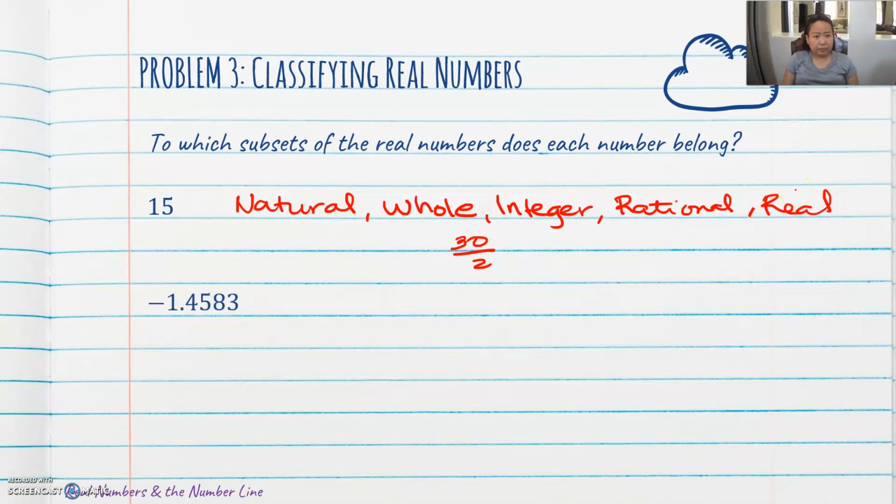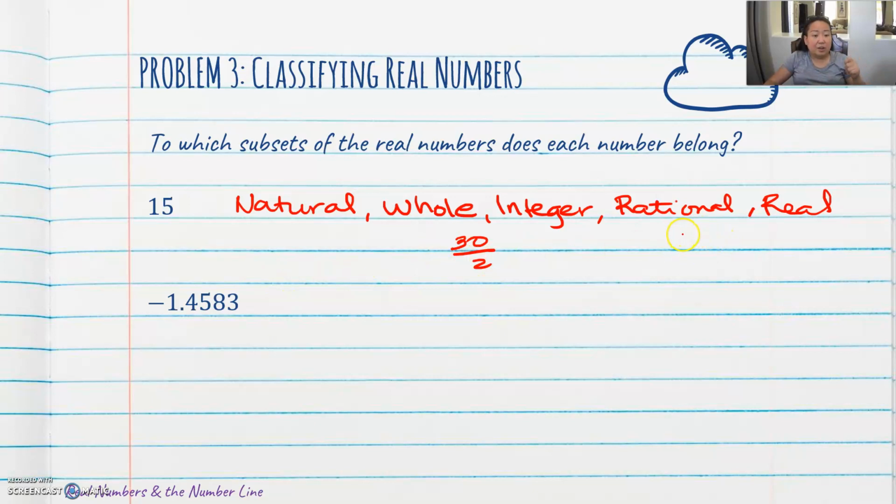Okay? Let's have the next example. Negative 1.4583. Is it a natural number? Nope. You do not count with a negative. Okay? Is it a whole number? Again, whole numbers are 0 and the counting numbers. So this is not a whole number. Is it an integer? Right now, no, it is not. It is not an integer. You have to remember, integers are positive or negative whole numbers.